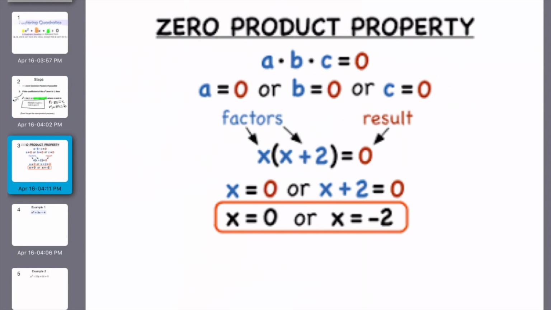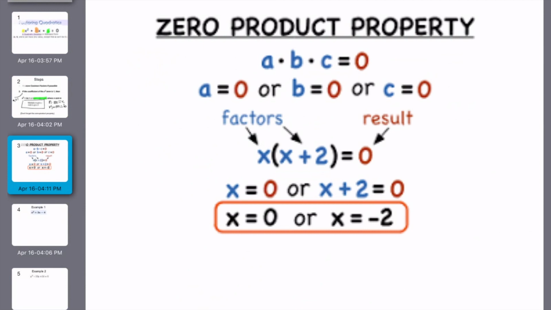Since I don't know which one is going to be equal to 0, that means I have to assume that each one could be equal to 0 in different situations. So for my first case, I had to say that my first x was equal to 0, or my x plus 2 is equal to 0, and that's where I have to solve for x.